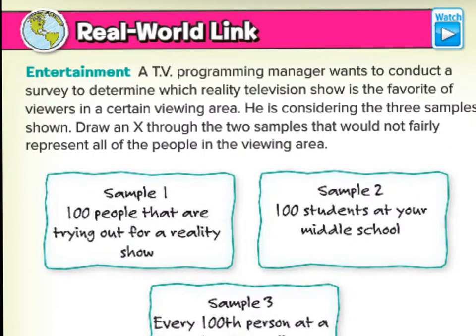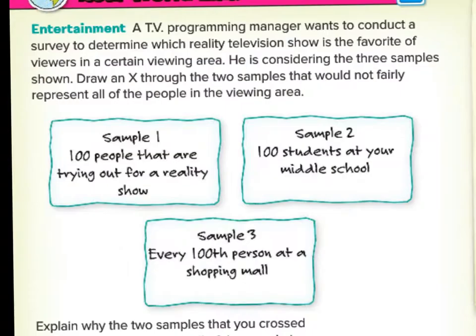Real world link, entertainment. A TV programming manager wants to conduct a survey to determine which reality television show is the favorite of viewers in a certain viewing area. He is considering the 3 samples shown. Draw an X through the 2 samples that would not fairly represent all of the people in the viewing area. So our 3 viewing samples are sample 1, 100 people that are trying out for a reality show. Sample 2, 100 students at your middle school. Sample 3, every 100th person at a shopping mall.